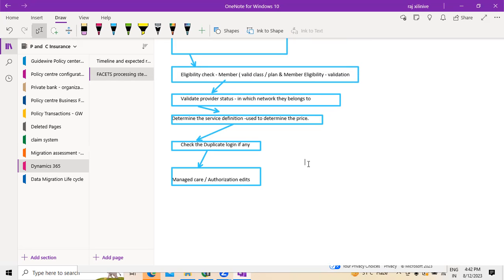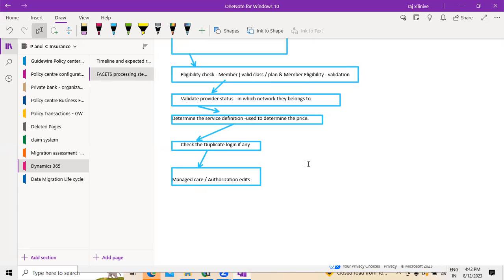Hence, we have to make sure whether there is any managed care or any edits. Why we do it is a different thing. But managed care means what kind of care services we are providing for the particular case. This will vary from case to case, Mukul, not the same. It depends on the case. That is one thing which normally happens here.